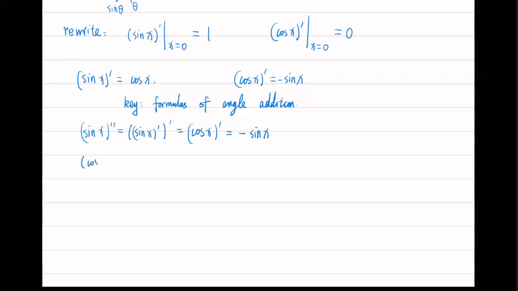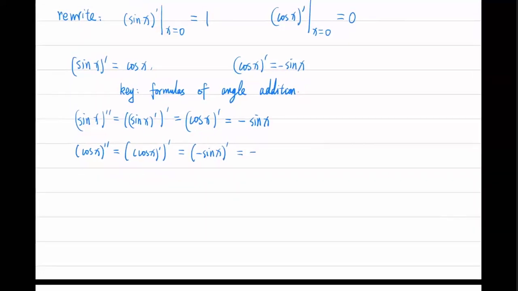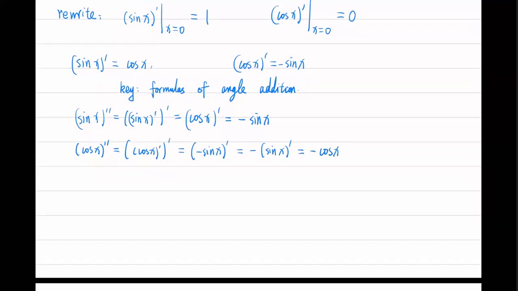Similarly, for the cosine x second derivative, it's the derivative of the first derivative. Negative sine, derivative. That's by the first formula, negative cosine. Then some observation. The second derivative of both sine and cosine is the opposite of the initial function.